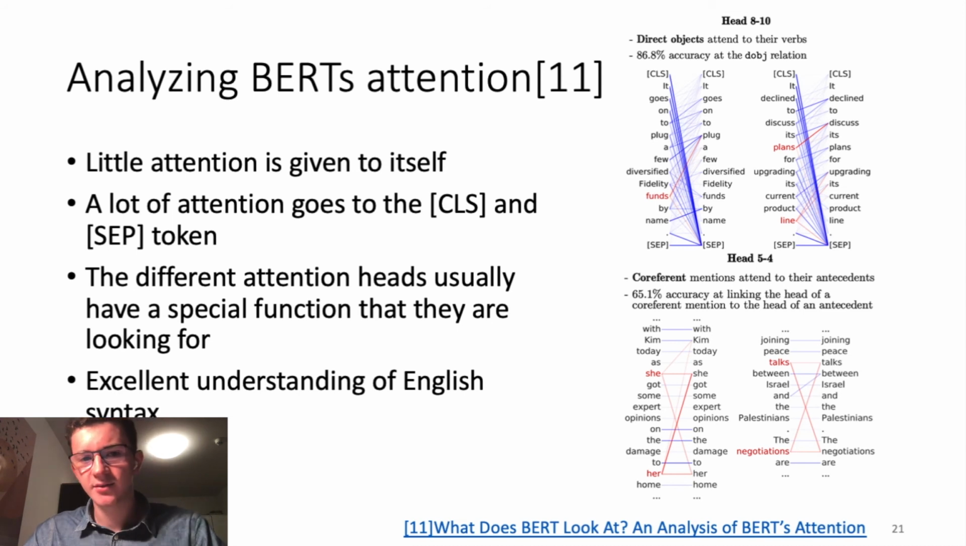This makes a lot of sense because often when we were training it, we put a mask token on it. So it makes sense that it shouldn't put too much attention on itself, because most of the time it doesn't include any useful information about the word itself. So this makes sense. They also see that most of the attention actually goes to the CLS and separator tokens.